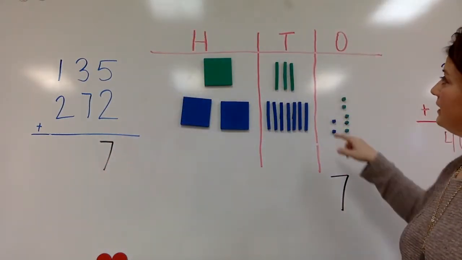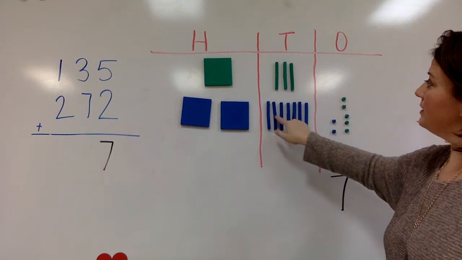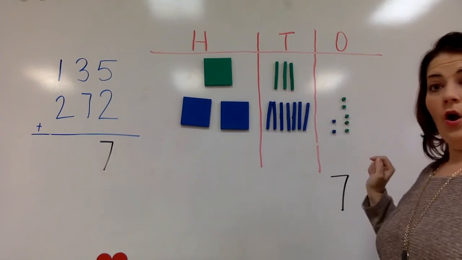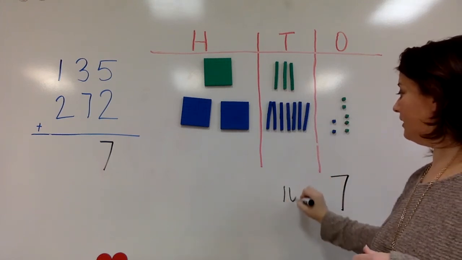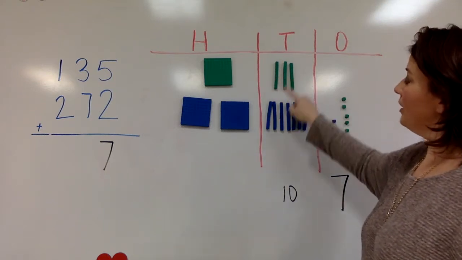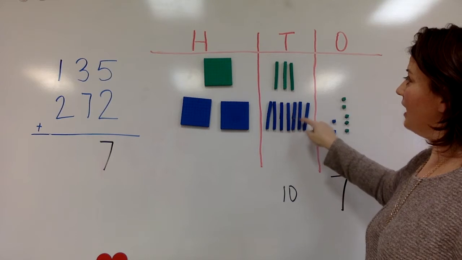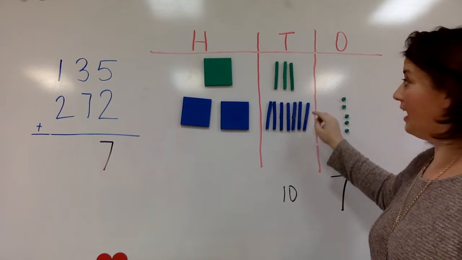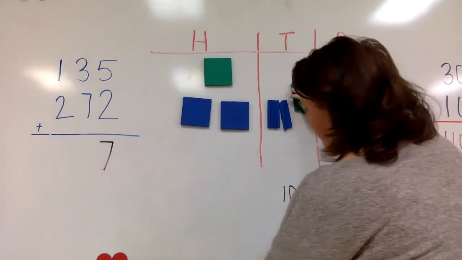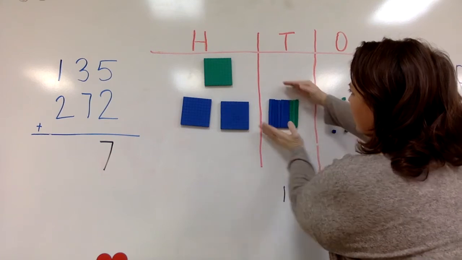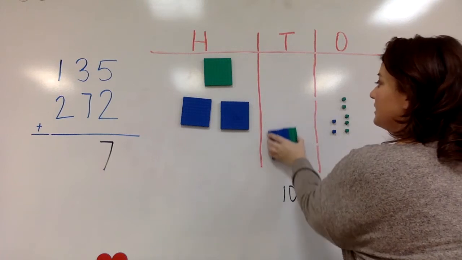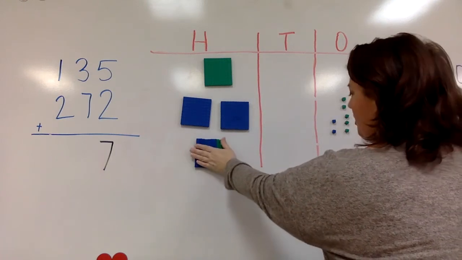Okay, now we're going to add the tens. We got 3 tens plus 7 tens. 1, 2, 3, 4, 5, 6, 7, 8, 9, 10. Oh, we can't put a 10 down here. But what is 10 tens worth? Well, let's count. Count with me. 10, 20, 30, 40, 50, 60, 70, 80, 90, 100. Instead of making a new 10, we can squish all these together and see that it makes a 100. So I'm going to slide this 100 over to our hundreds place.